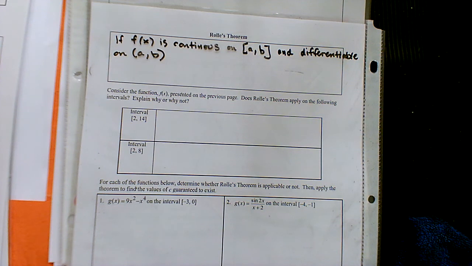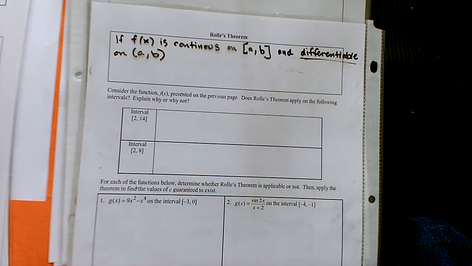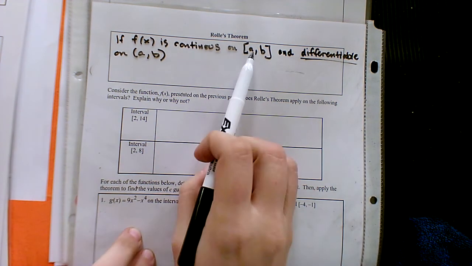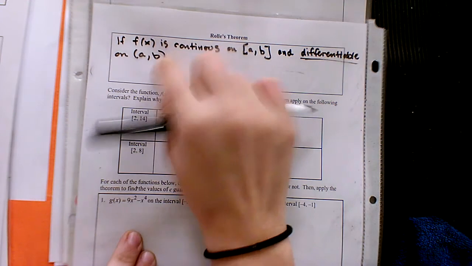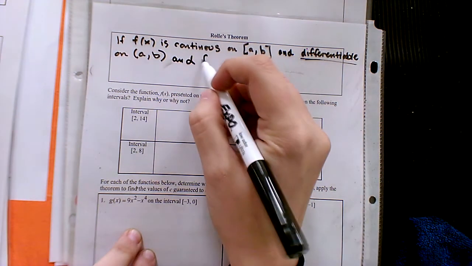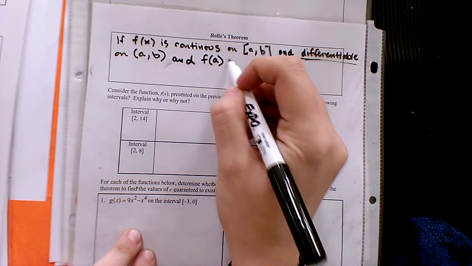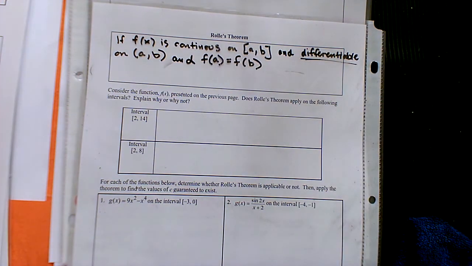those. Okay, no sharp points, no vertical slopes, anything like that. So we got to take those brackets away if we're going to use that word differentiable. So we're continuous on a closed, differentiable on an open. If those two things are met, okay, and we have a third piece. So we also need to check if f of A is equal to f of B.